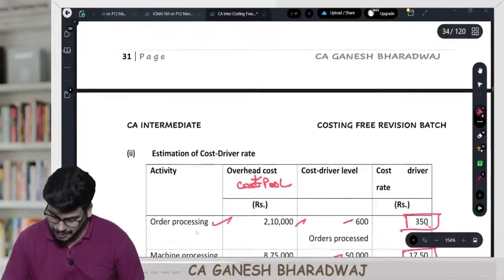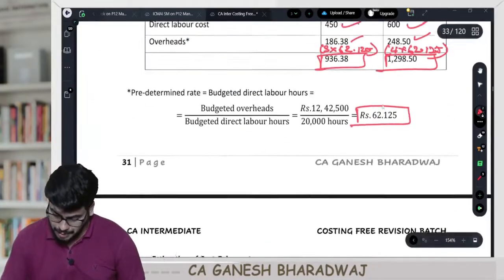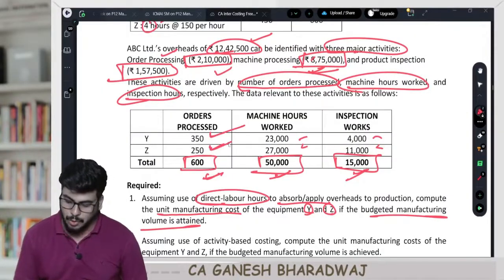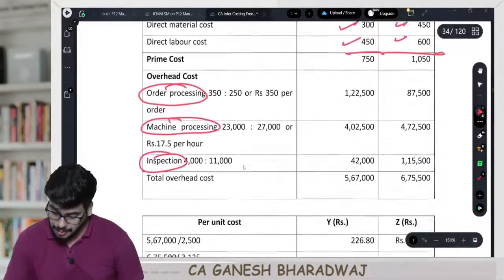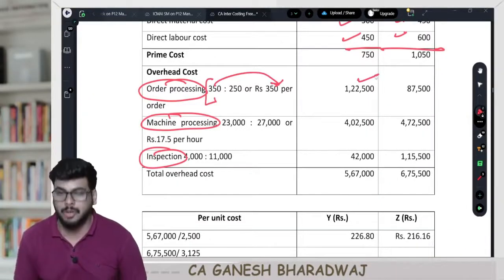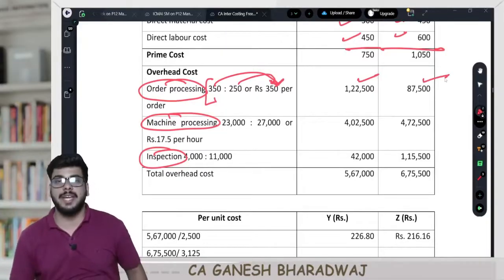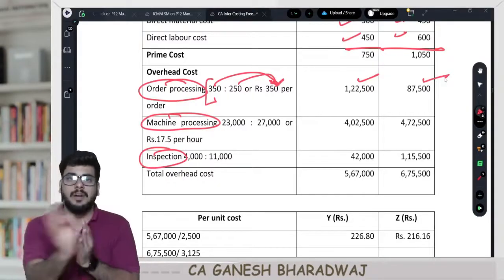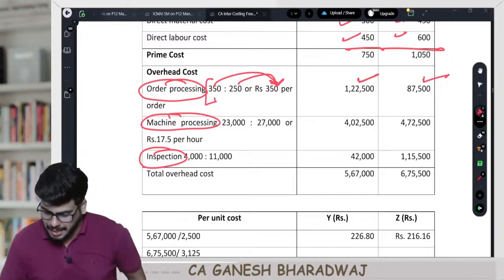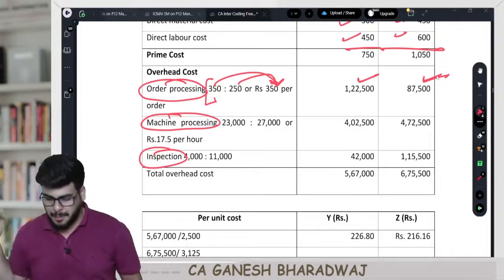First, you just have to marry the figures. With respect to order processing, the cost driver rate is 350 rupees. I have 350 orders for Y and 250 orders for Z. So 350 orders into 350 rupees gives 1,22,500. 250 orders into 350 rupees gives 87,500. That is the cost driver rate multiplied with the cost driver quantity consumed by the respective product. Automatically I will get my respective share of the overheads for the respective products.